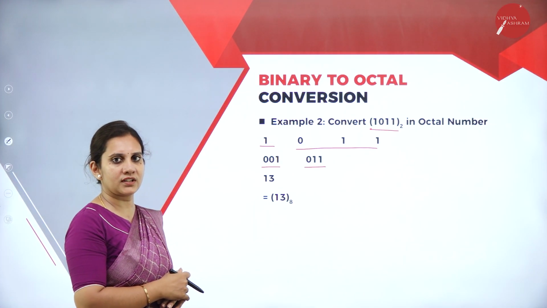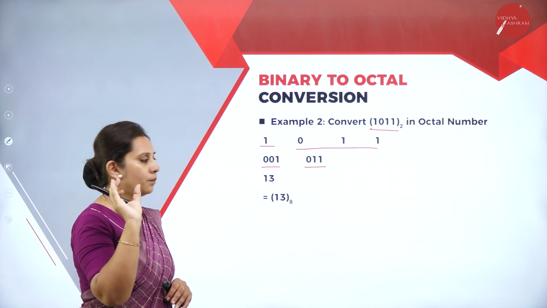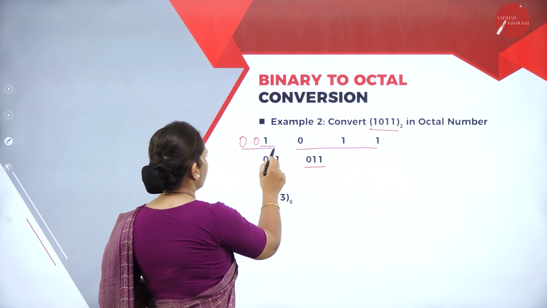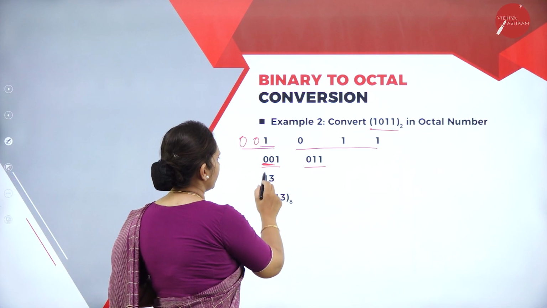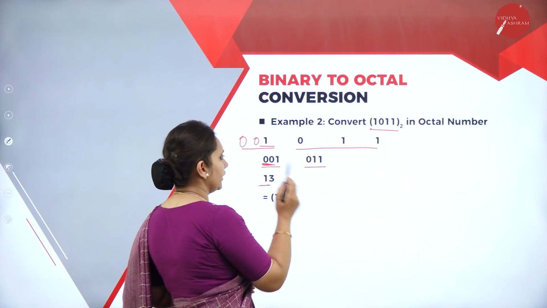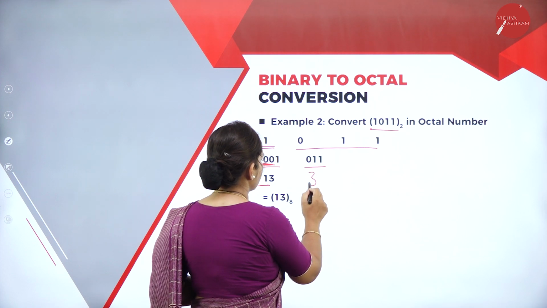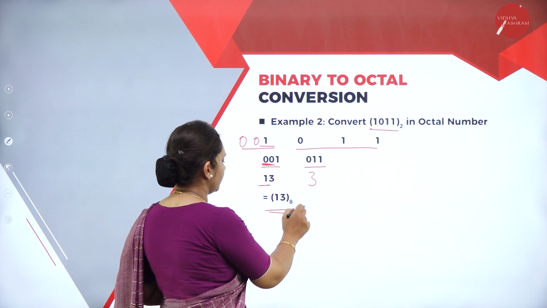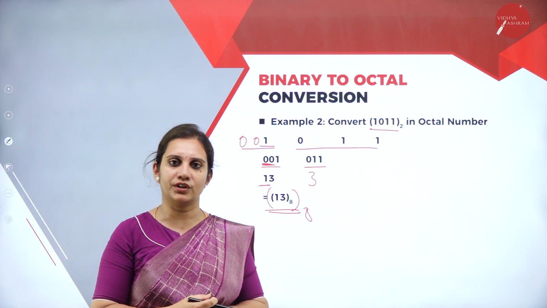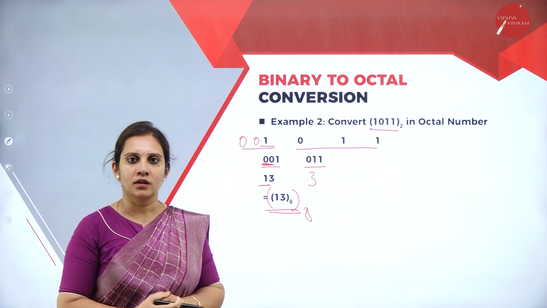What will the procedure tell? I need to add 0 or 1 more 0 to form a group of 3. So I added 0 and 0 here to form a group of 3. So 001 is 1 in decimal form. Again, you need to keep in mind your conversion method, 011 is 3. So total it is 13 to the base 8. So this is a very simple method you need to follow when you are converting from binary to octal conversion.